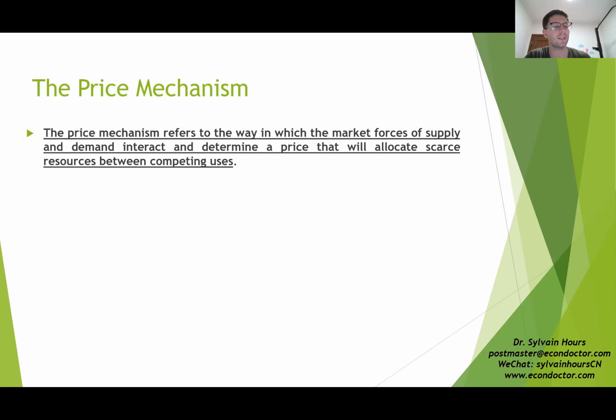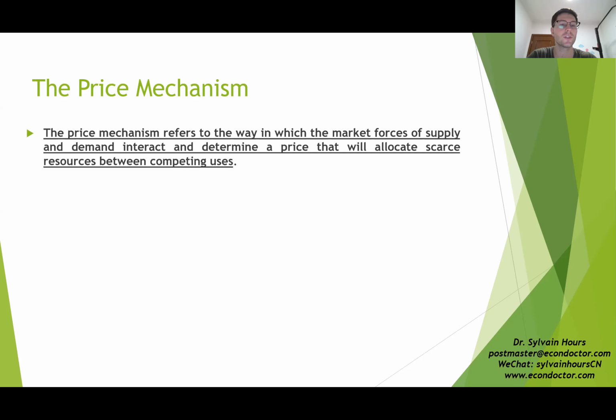And remember when we said that if we want to solve the basic economic problem, there are three questions that must be answered: what to produce, how to produce, and for whom to produce. So the price mechanism will tell you what to produce, what goods and services, and in what quantity. The price mechanism will also tell you how to produce, because of course, the price mechanism will determine the price of resources.